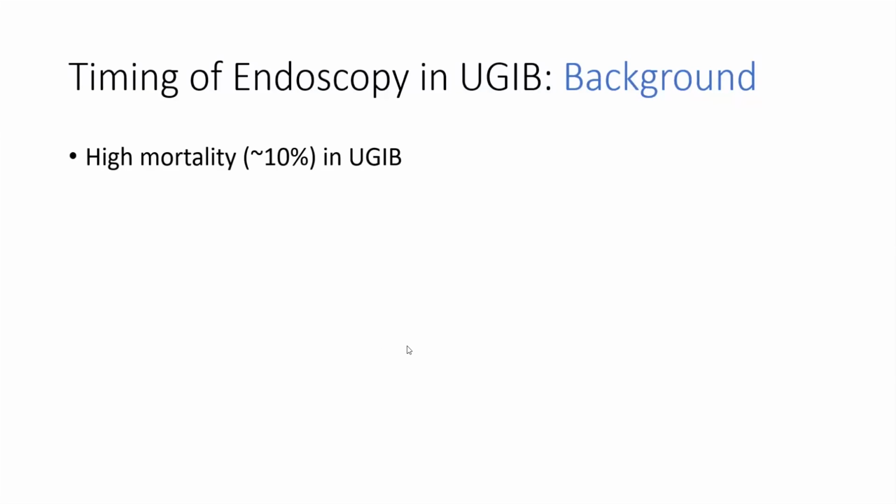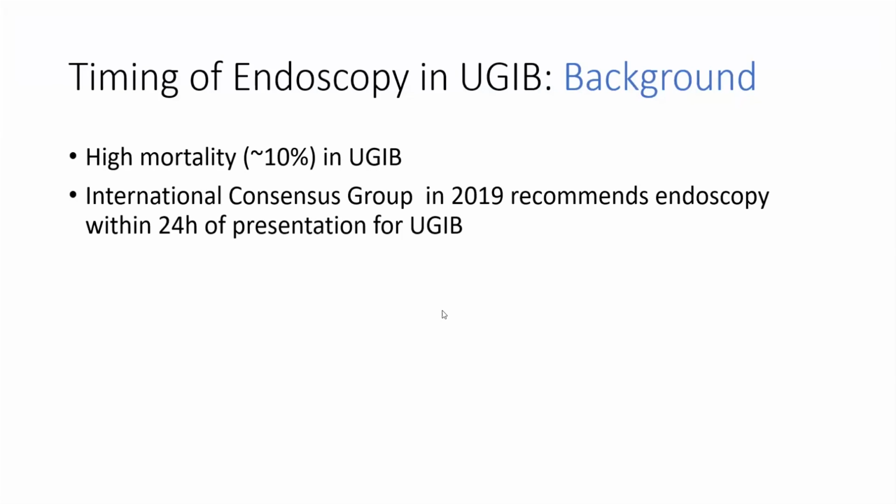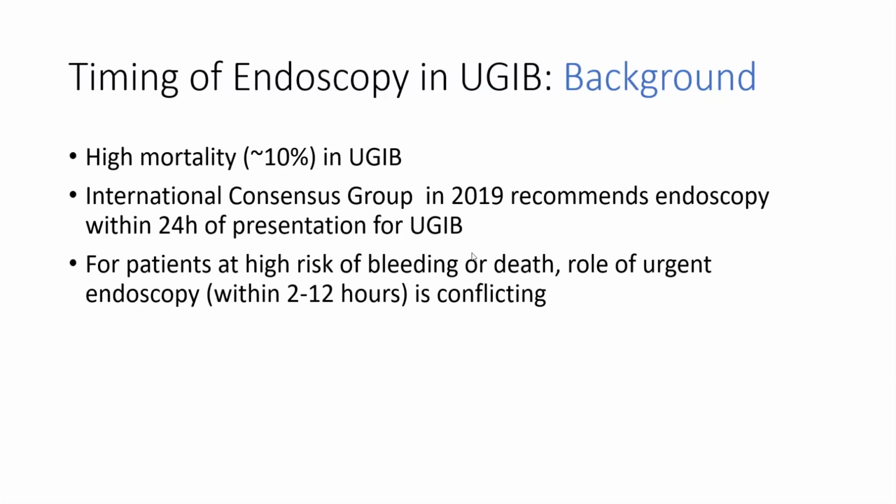Overall, upper GI bleeds are associated with pretty high mortality of about 10%. And current international consensus group recommends that you'd perform endoscopy within 24 hours of presentation. However, for patients who are at high risk of bleeding or death, the role of more urgent endoscopy within 2 to 12 hours is unclear.